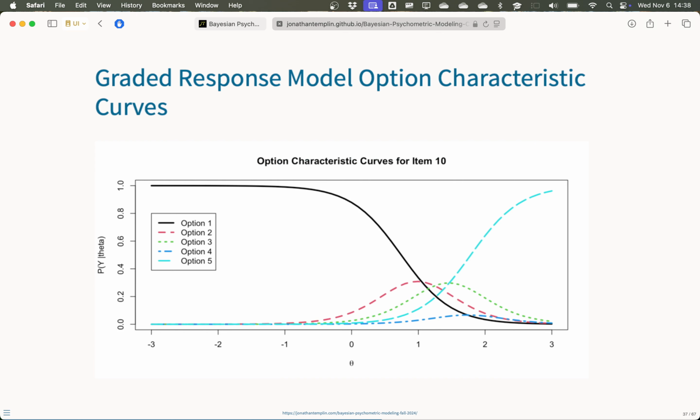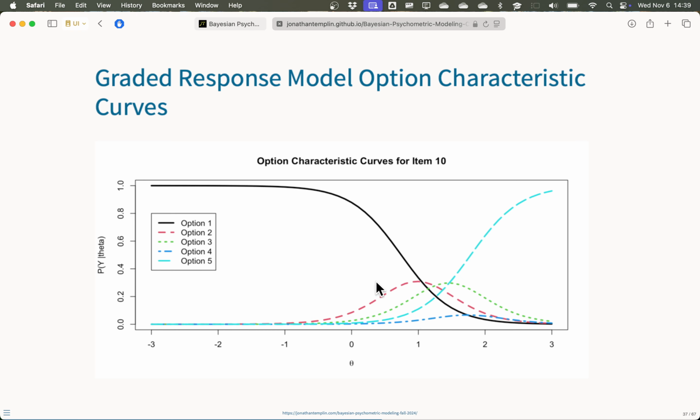If we really want to describe an item, we can take a look at the option characteristic curve. This is something we showed for the binomial model. We can show it for the graded response model also. Here on the x-axis we have theta. On the y-axis we have the probability of selecting a category y conditional on theta. Right? And so if you take a line straight up from any point of theta, the sum of where each of these option characteristic curves happens to be on the y-axis equals 1. They all sum to 1 for any given value of theta. Right? This is the graded response model itself, summing to 1 for the probabilities.